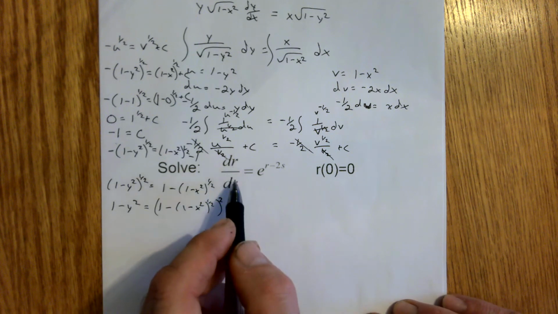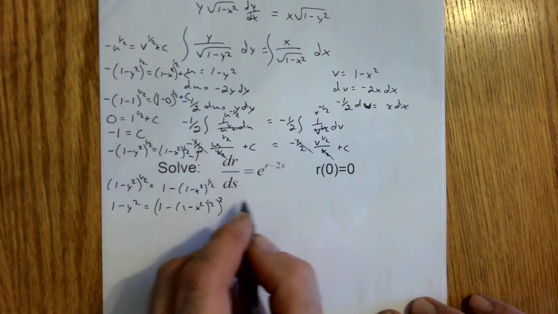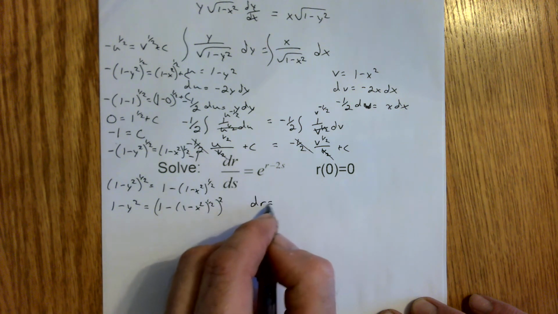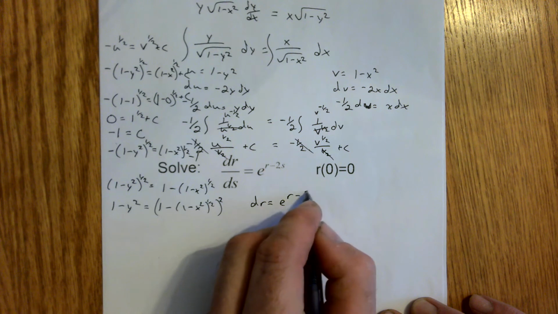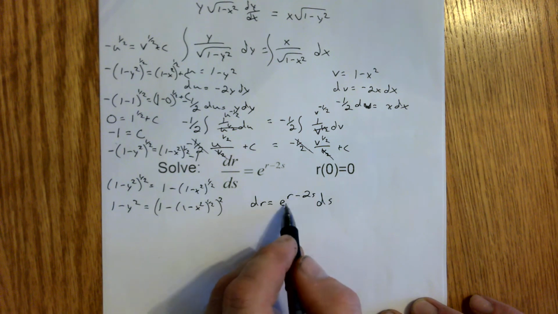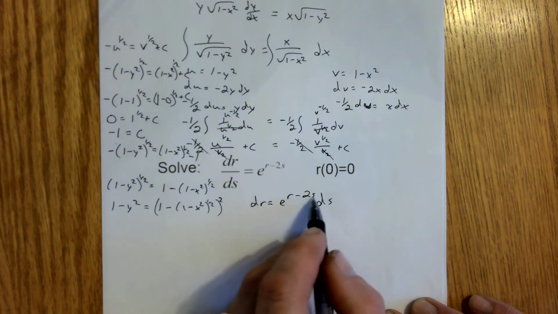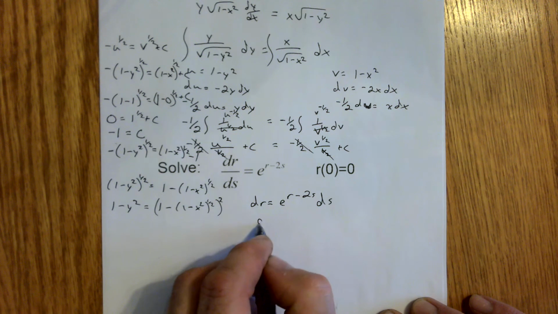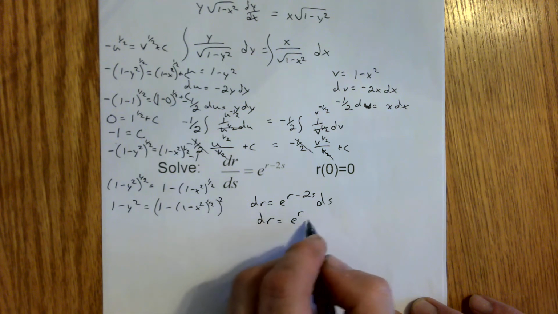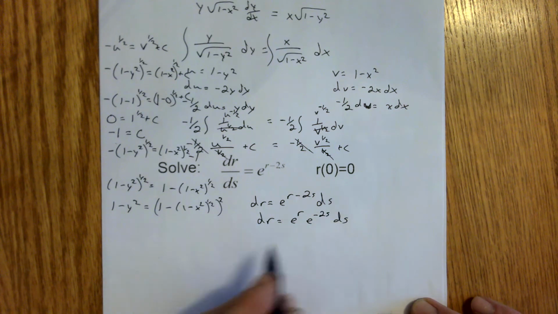So here, dr ds equals e to the r minus 2s. This one actually becomes a little more complicated, although we should realize from what we've done in the past how to break up e to a couple of exponents there. We can break that up into a multiplication problem. So we have e to the r times e to the negative 2s ds.